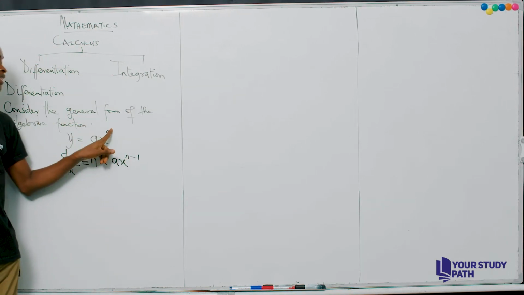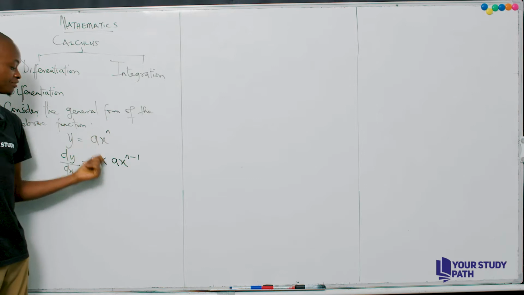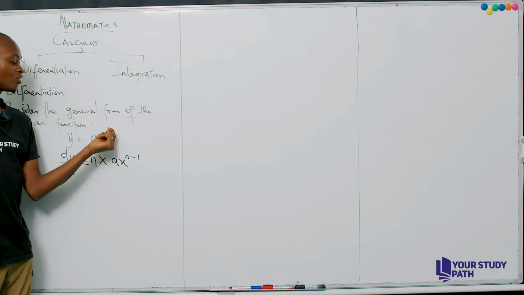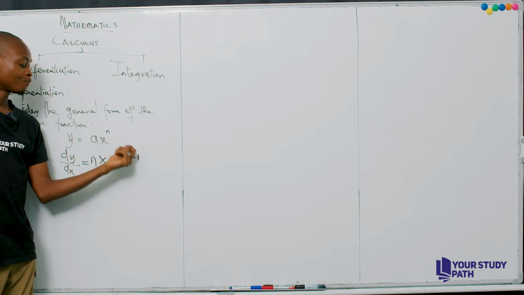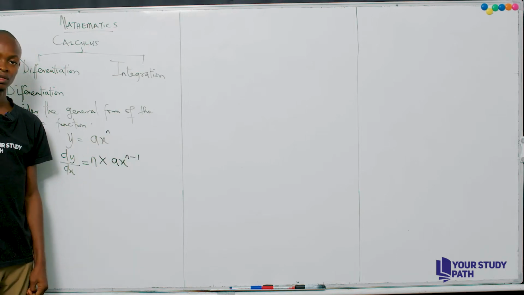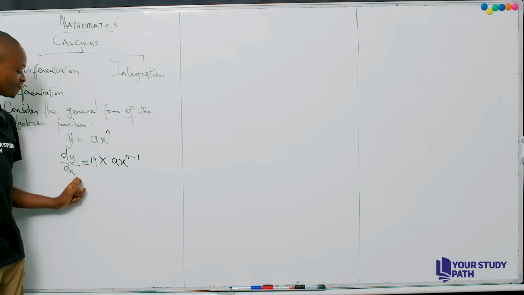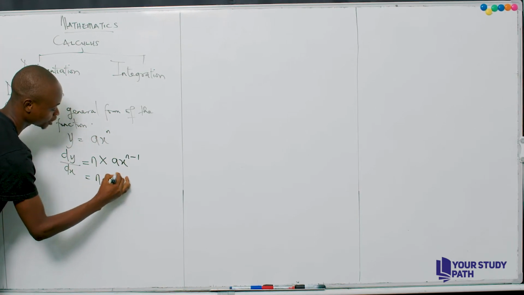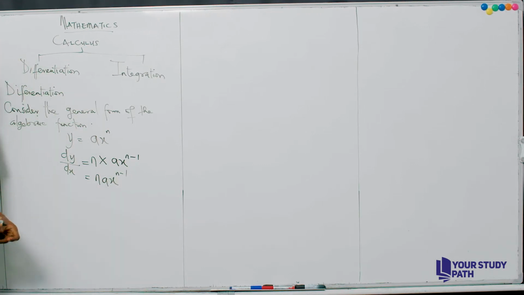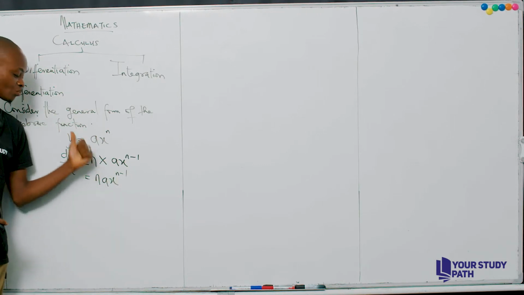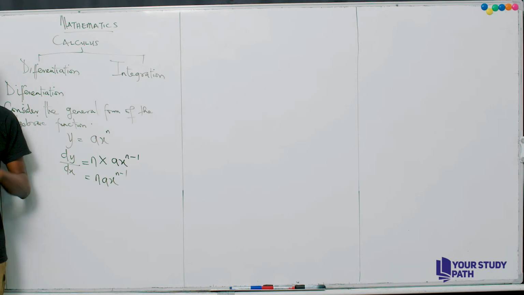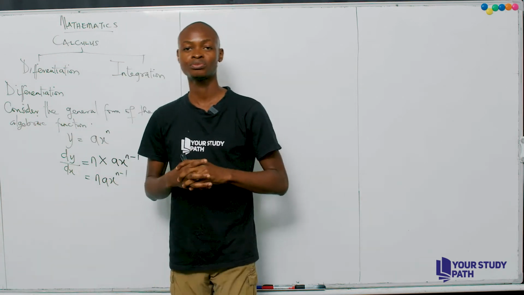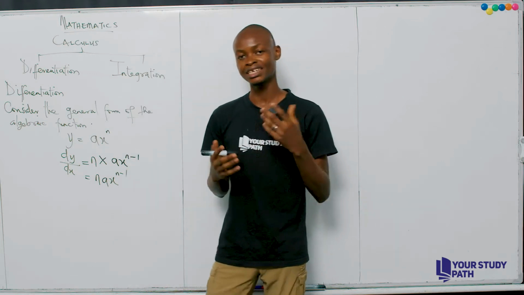So we take the power, multiply the coefficient, then the base raised to the power of that power minus 1. So the final differential will simply be na x raised to the power of n minus 1. This is what it means to differentiate y with respect to x. This is simple level differentiation. Let's see it in examples.